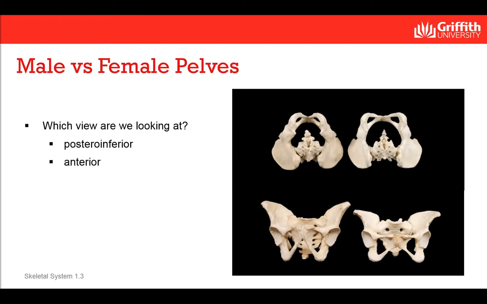So which pelves are male and which ones are female? The two pelves on the left-hand side of the picture belong to a male skeleton. The two pelves on the right-hand side of the picture belong to a female skeleton. So how do we tell the gender differences in the skeleton? One of the first things to look for is the angle of the pubic arch, which is best seen from an anterior view. Secondly, look for the size of the bones. And thirdly, we're going to observe the shape of the pelvic inlet and outlet.